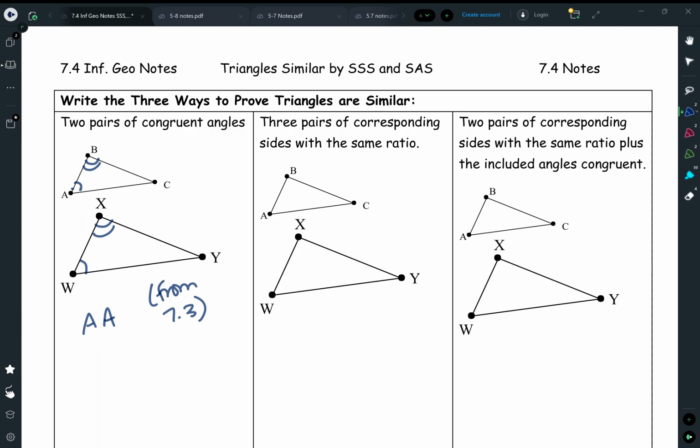We're going to get two new ways to prove triangle similarity today. So this is similarity, not congruence, remember? The triangles are the same shape, but one is a lot different in size than the other one.